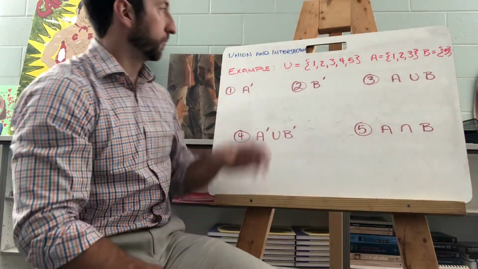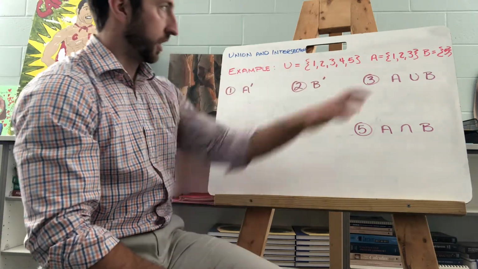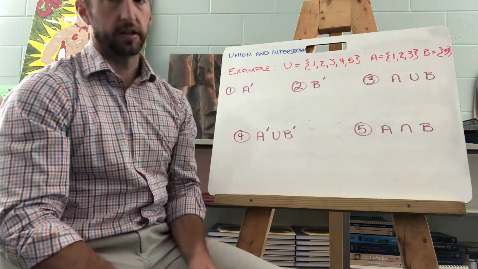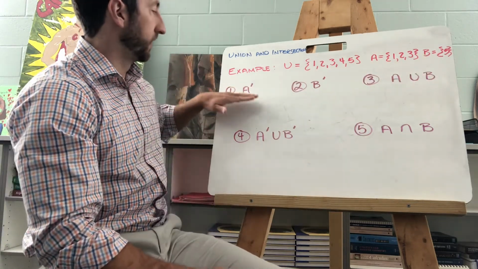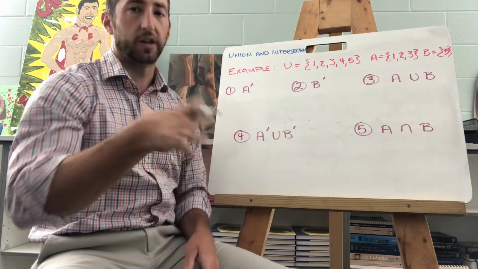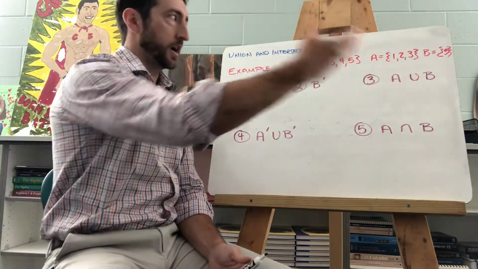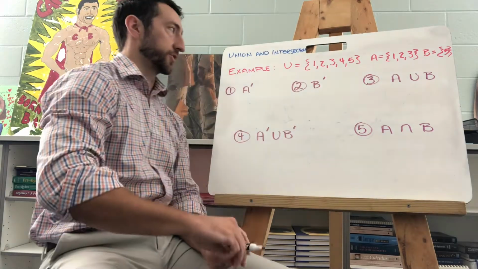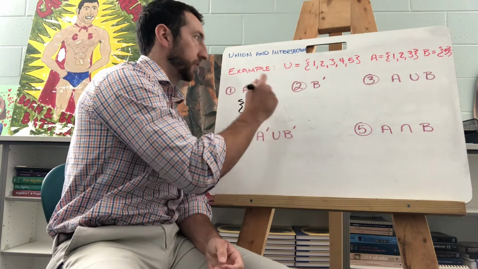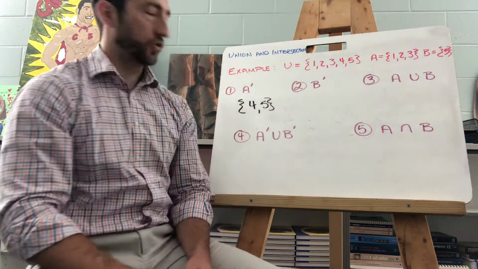All right, so we've got our universal set is 1, 2, 3, 4, 5, so a fairly simple set. A is going to represent the numbers 1, 2, and 3, and then B is going to represent the number 5. So for example number 1, we've got A complement, so that means we're doing the opposite of A. A is the numbers 1, 2, and 3, so it's everything that's not 1, 2, and 3, but is in our universal set. The way that we would write that is we would do our bracket, and it's going to be just 4 and 5. So that is A complement.